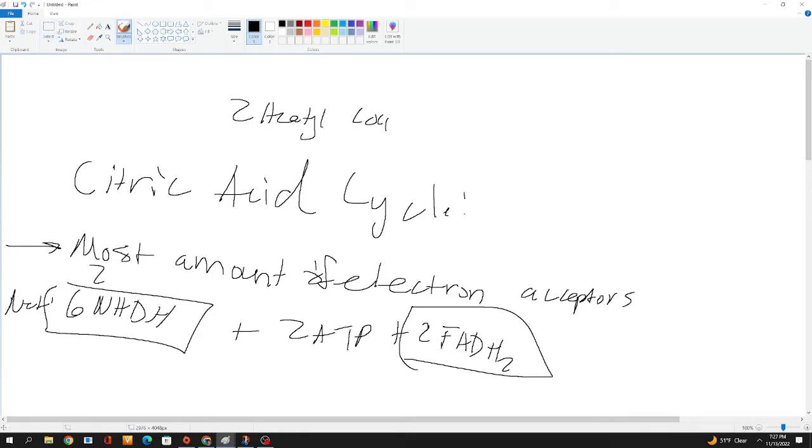But lastly, you also get 4 CO2. Okay, so that is the entire process in the citric acid cycle. And remember, another important point is that this happens 2 times. So in reality, one round of all this only makes half the amount that I have present in front of you. Okay, so that is that.